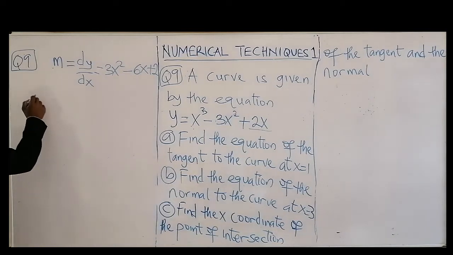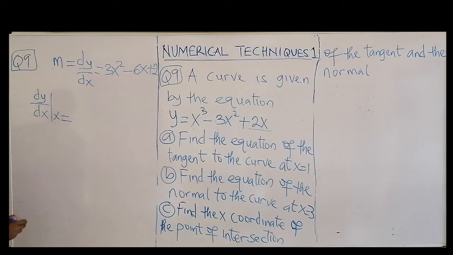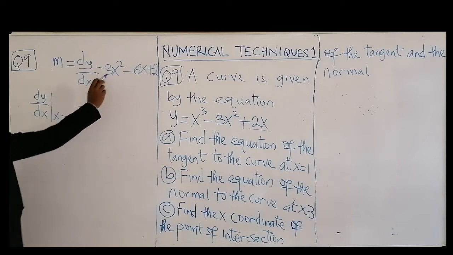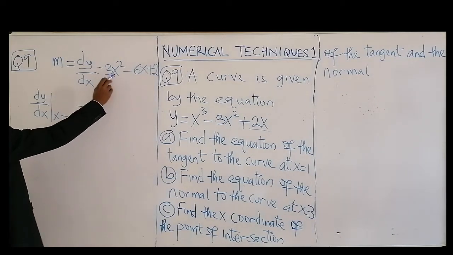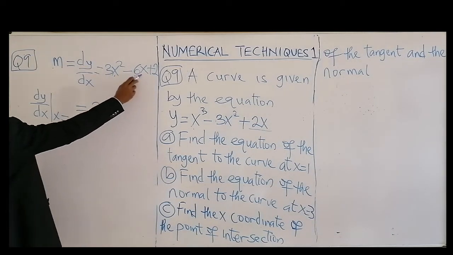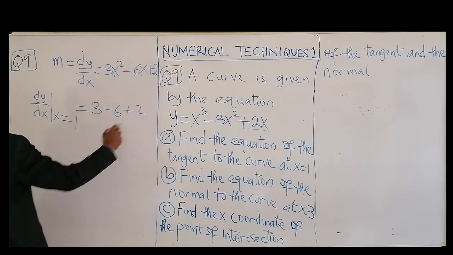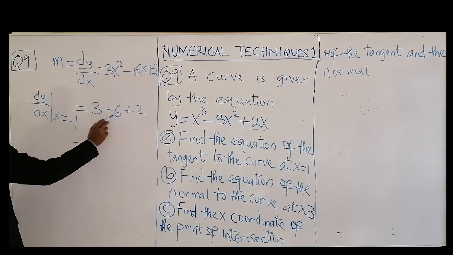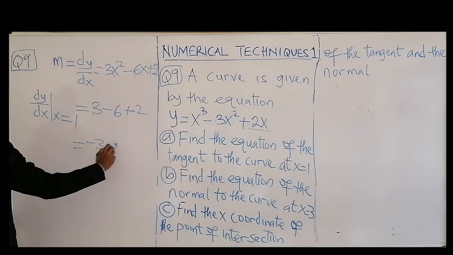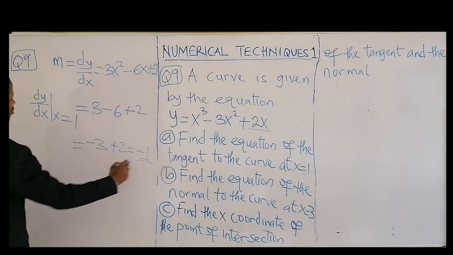So let's get it at a point. So the dy/dx at x equal to 1. So substitute that, it will be 3 times 1 squared minus 6 times 1, then plus 2. And that will be equal to 3 minus 6, that's minus 3, plus 2. And that's minus 1.